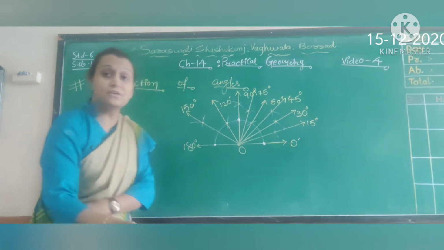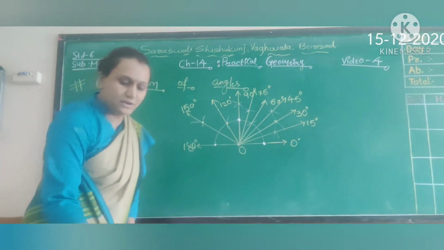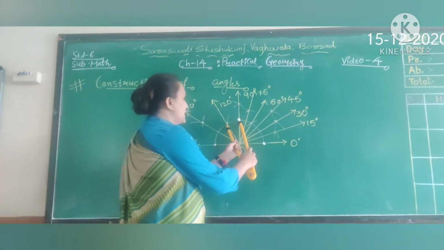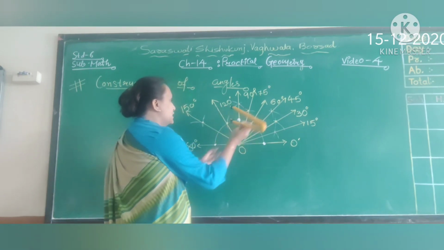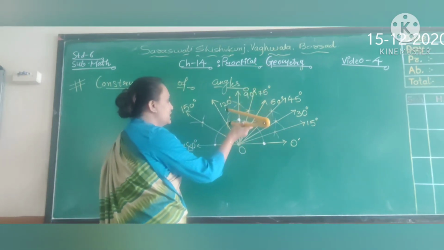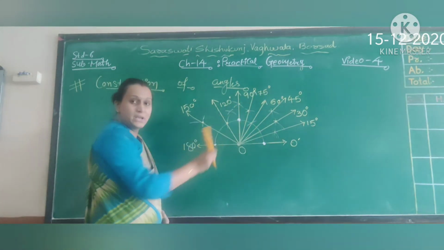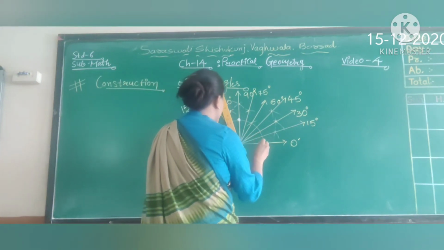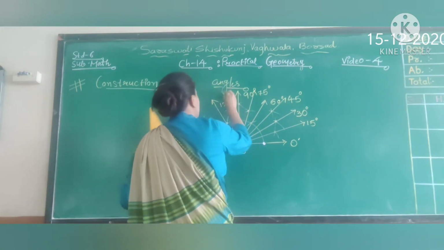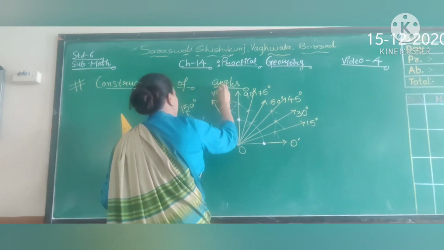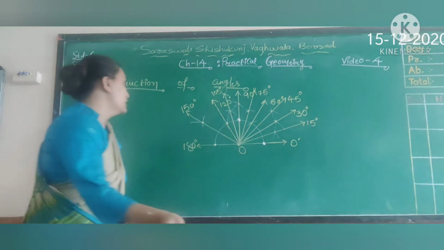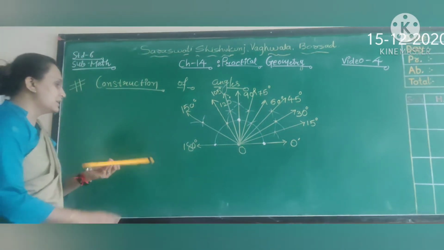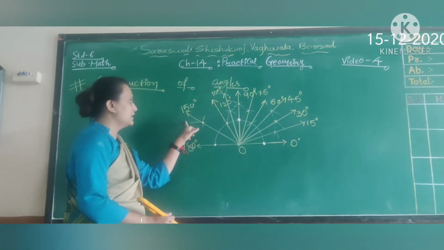Now, if you want to find 105 degree, you can see 105 lies between 90 and 120. So, with the same measurement from 90 to 120, draw an arc from 90 degree as well as from 120 degree. So here you can find your angle 105. So let us join it with the center. So this is your 105 degree angle. Clear?